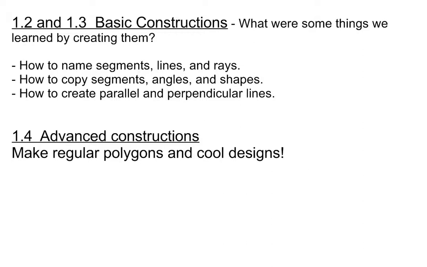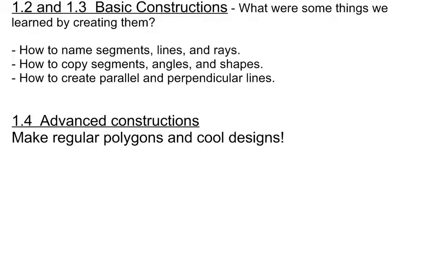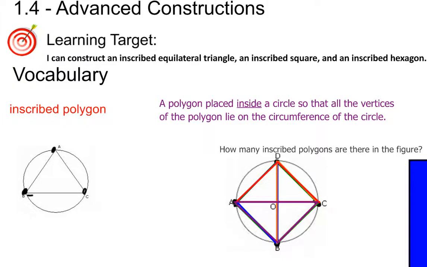Okay, so let's start with some vocabulary for the new lesson. An inscribed polygon is a polygon where each vertex lies on the circle. Alright, so this here is an example because each vertex of this triangle is on the circle. So this triangle is inscribed.